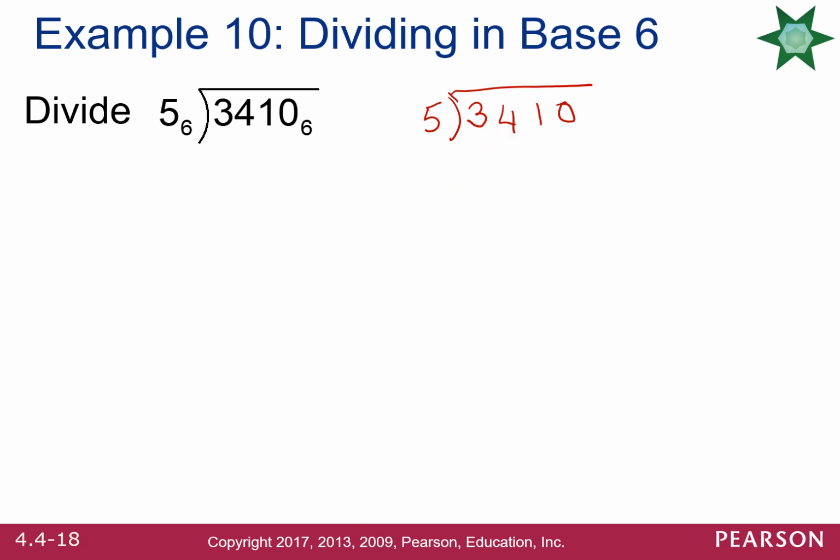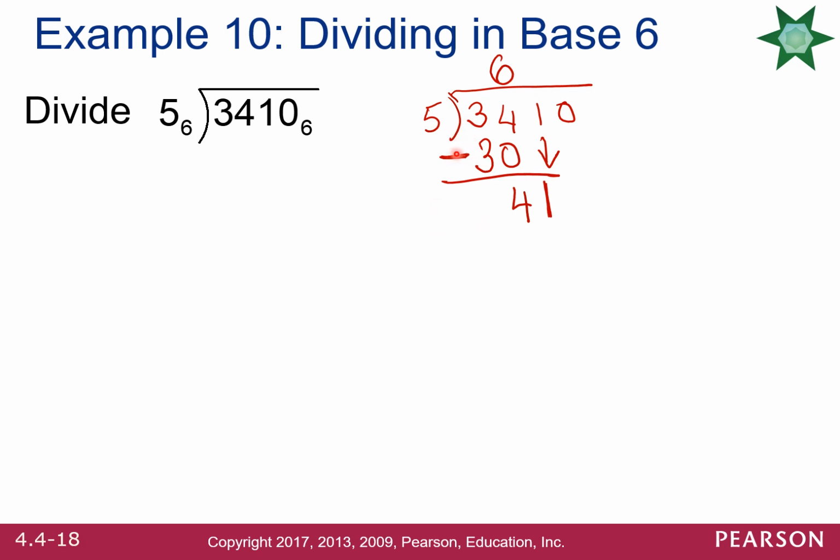So we write the 6 as a value of the quotient, and 6 times 5 is 30. So we write that 30 below the 34, and the next step is to do a subtraction. 34 minus 30 is 4, and then we bring down the 1 and it becomes 41, and we start the process again.